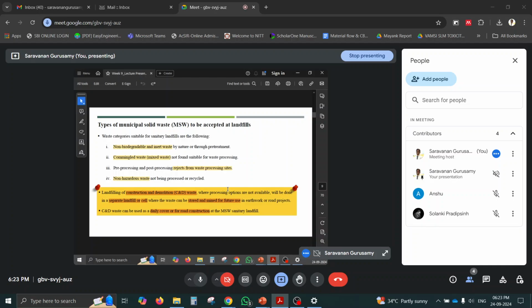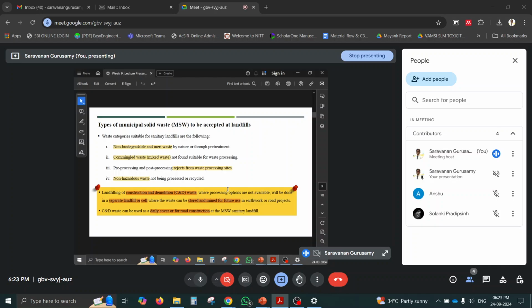So what waste can be accepted at the landfill? That's what I have mentioned. There should not be any organic waste. There should not be any recyclable waste. There should not be any combustible waste. If the waste has some value, it should not reach the landfill. All the waste should be segregated properly. If it has some value, it will be treated with a proper treatment technology. Only the waste which does not have any value should reach the landfill.